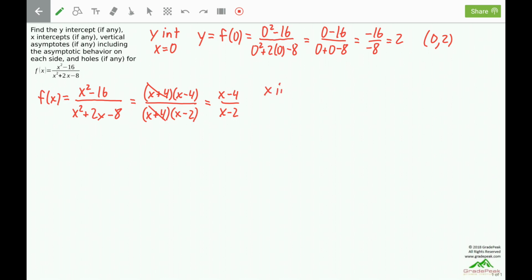The x-intercepts, where the function crosses the x-axis, defined by y equals 0, are found by taking the remaining numerator in the factored canceled version and setting it equal to 0. Solving for x, we have an x-coordinate of 4 and a corresponding y-coordinate of 0. There's the x-intercept.